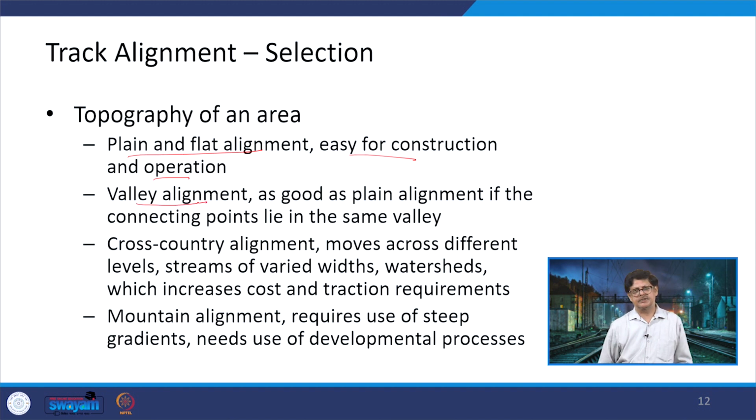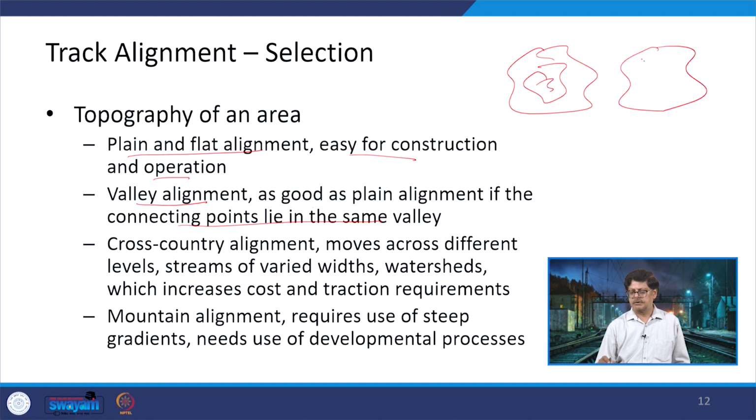Valley alignment is another one which is good. In this case, what we do is that at plane alignment, if the connecting points lie in the same valley. So, if you are using this valley alignment and if those points are falling in this one, so what you are doing is you are basically moving at the more or less similar level. So, again this is an easier pattern.